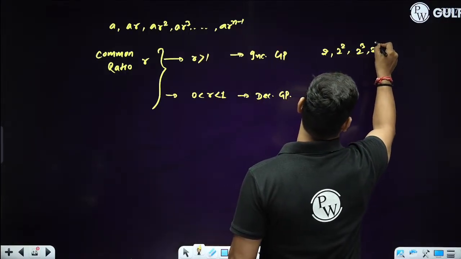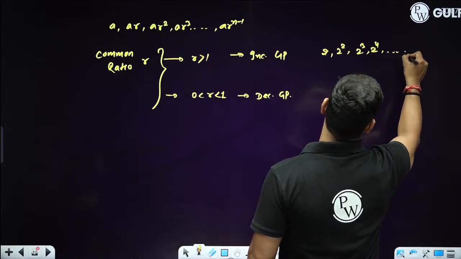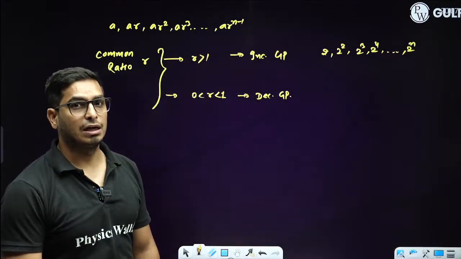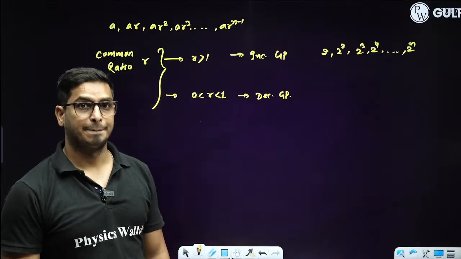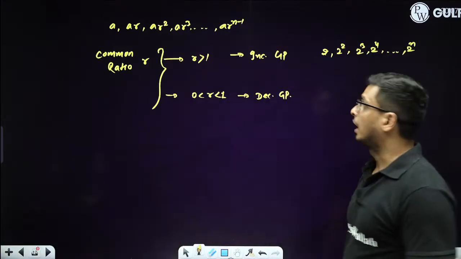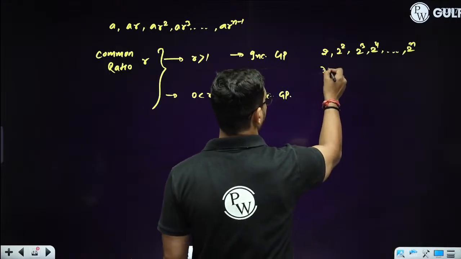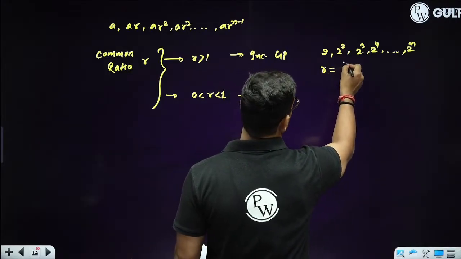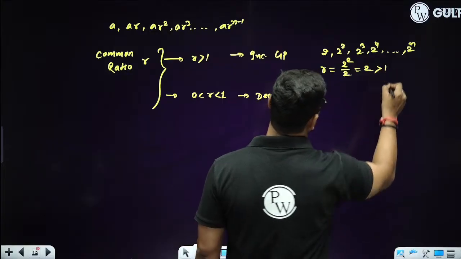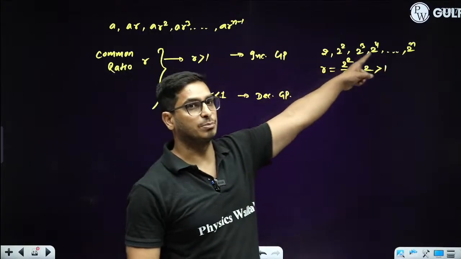Like for example, suppose we have 2, 2 square, 2 cube, 2 to the power 4, and 2 to the power n. This is a sequence. Tell me about R. R is 2 square by 2, that is 2. That is greater than 1. So this is an increasing GP.